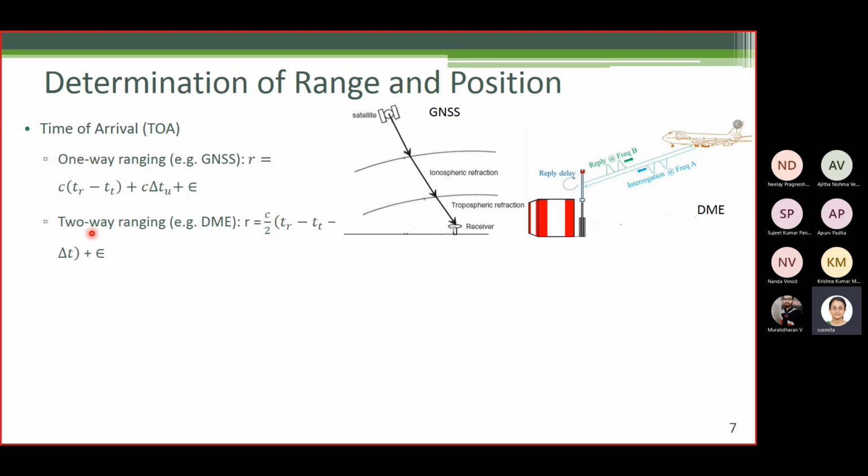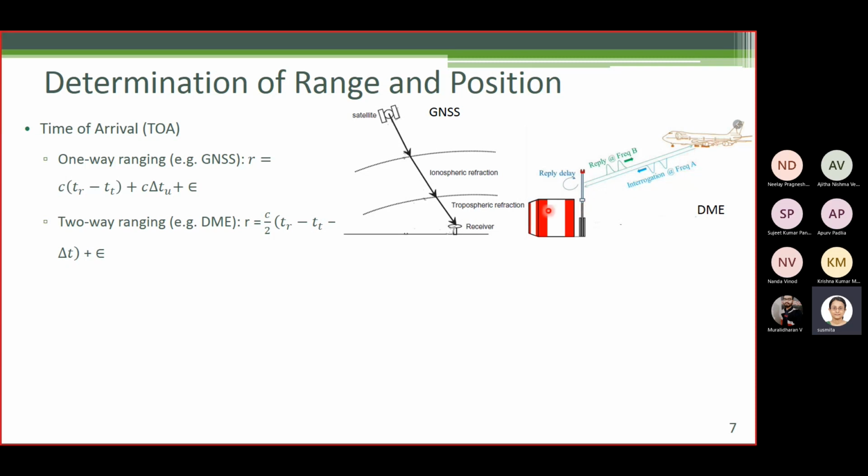Next is two-way ranging. So we can also calculate the time of arrival using the two-way ranging method. An example is distance measuring equipment, DME, which is used by aircraft. In case of DME, there is a transmitter on board the aircraft. It's called an interrogator. The transmitter sends out an interrogation pulse pair at some particular frequency. Then this is a ground-based navigation aid. The DME base station is located on the ground.